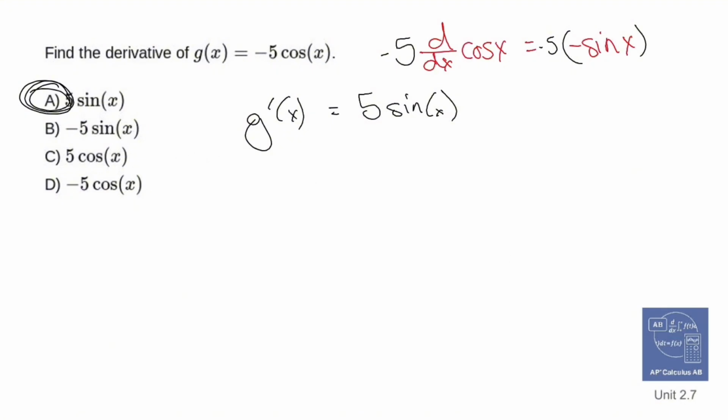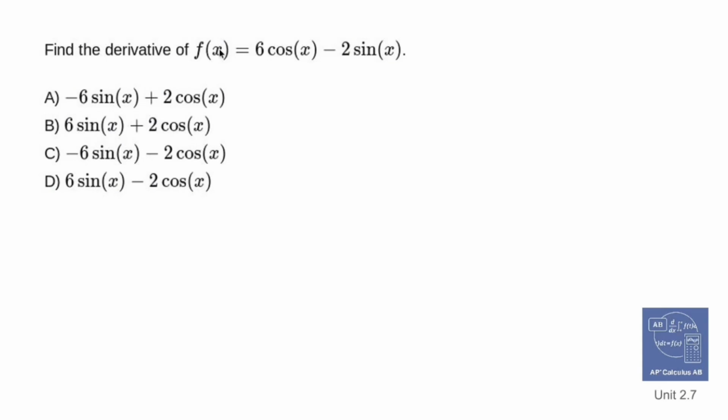Pretty simple stuff. Find the derivative of f of x equals 6 cos x minus 2 sine x. Well, let's write out the derivatives of sine and cosine. The derivative of sine x is positive cos x. The derivative of cos x is negative sine x. Now, when you throw coefficients in front of it, it doesn't change anything. You keep the coefficients there and then take whatever derivative that you're dealing with.